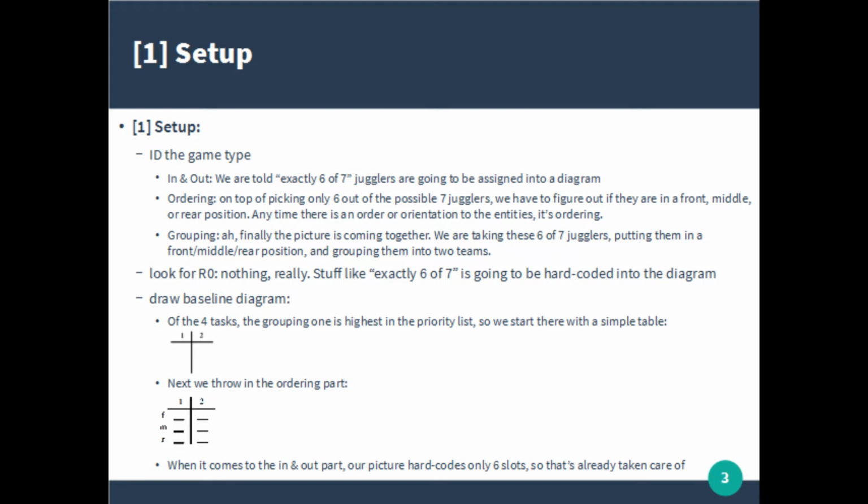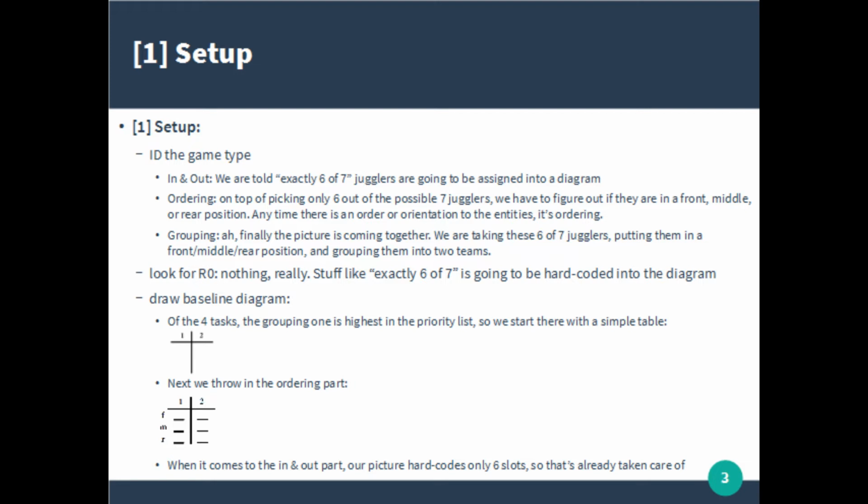The next thing that the paragraph reveals to us is that there is an ordering aspect to this. On top of picking out only 6 of the possible 7 jugglers, we have to figure out if they are in a front, middle, or rear position. And anytime there is an order or orientation to where we place an entity, in terms of any kind of order or orientation, it's an ordering game. That's a pretty easy standard to follow. And finally, we get to the end where it looks like we have a grouping task, and it looks like the picture is kind of coming together. We are taking these 6 of 7 jugglers, putting them in a front, rear, and middle position, and grouping them into 2 teams. So really, I think this is the primary challenge.